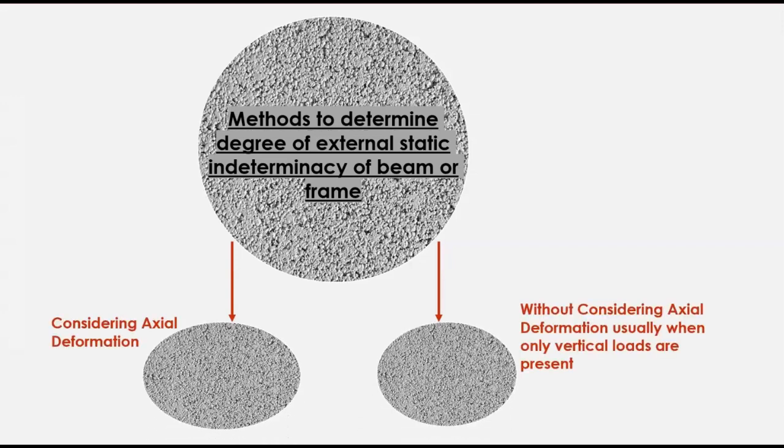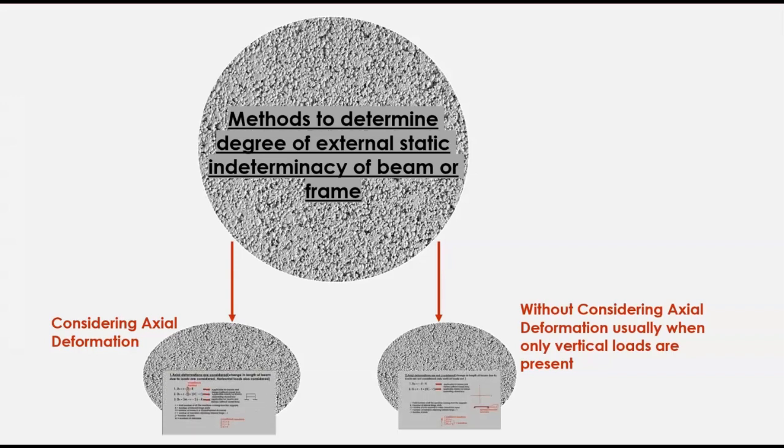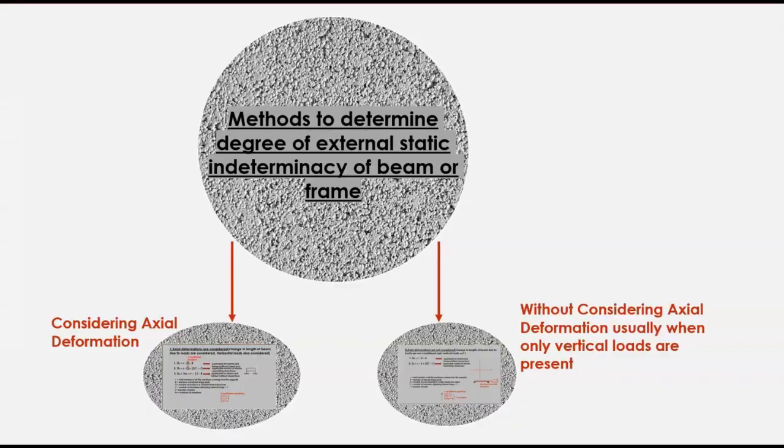Now what are the methods to determine degree of static indeterminacy of a beam or frame? They are of two categories: considering axial deformation and without considering axial deformation, usually when only vertical load is present. So these are the two cases. Now let's look at each of the cases.